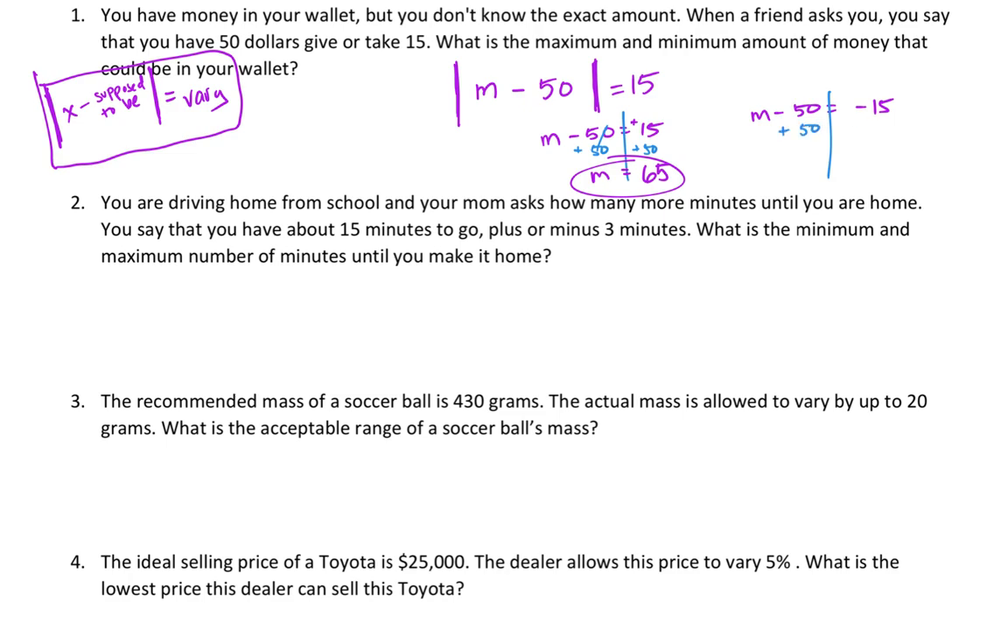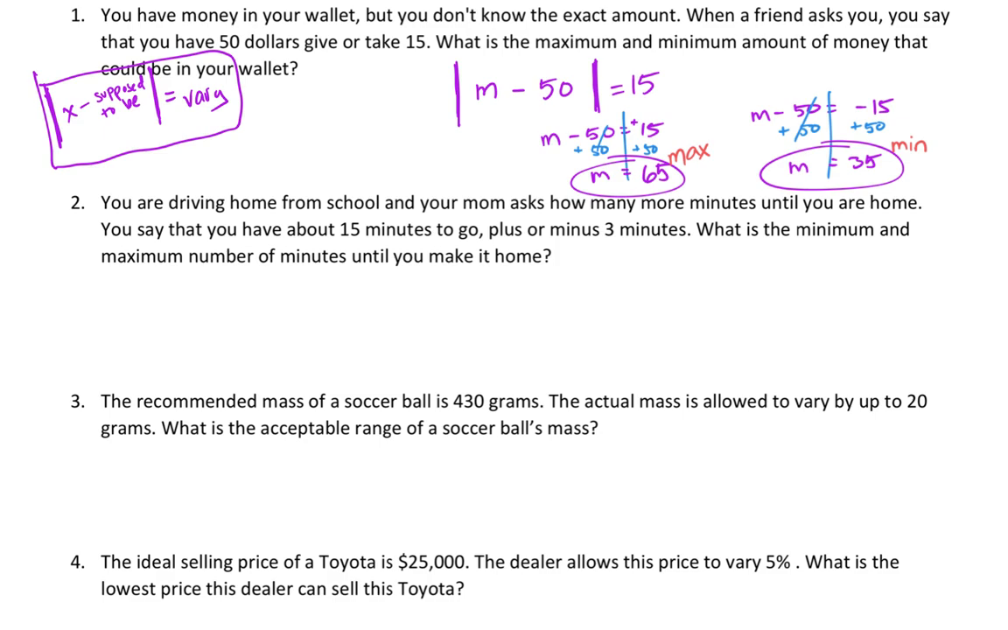And then I'll solve this one. I'll isolate the variable. And m equals 50 minus 15. I think that's 35. So maybe I just have $35. I either have $35 or $65. That's the minimum and maximum that I could have. So my maximum was $65, and my minimum is $35. All right. Very cool. So they're all going to kind of follow that same pattern.